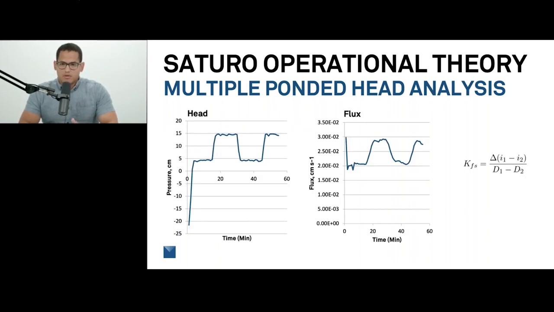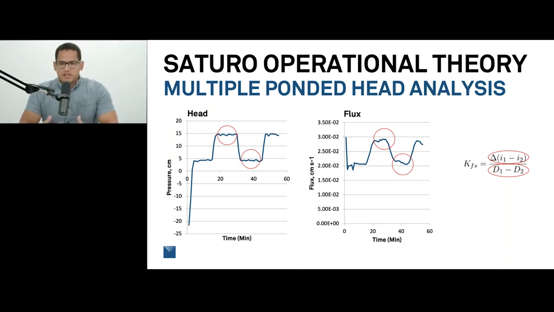To further illustrate what this looks like, typically we're going to have 2 measurements. We have our pressure head, which you can see in the graph on the left, and we're infiltrating in this example at 5 and 15 centimeters, cycling back and forth between that. And you can see how that impacts the flux measurement in the graph on the right. What we're going to do is take and average those pressure heads over that time, and plug them into the equation on the bottom. And we're going to take our average infiltration rates, or the average fluxes, at those 2 different pressure heads, and plug them into the equation here. Our delta correction is purely based on the geometric factors of the rings, which is really simple to calculate. And we're able to solve and get our hydraulic conductivity value. So this is the operational theory behind the multiple ponded head analysis approach.